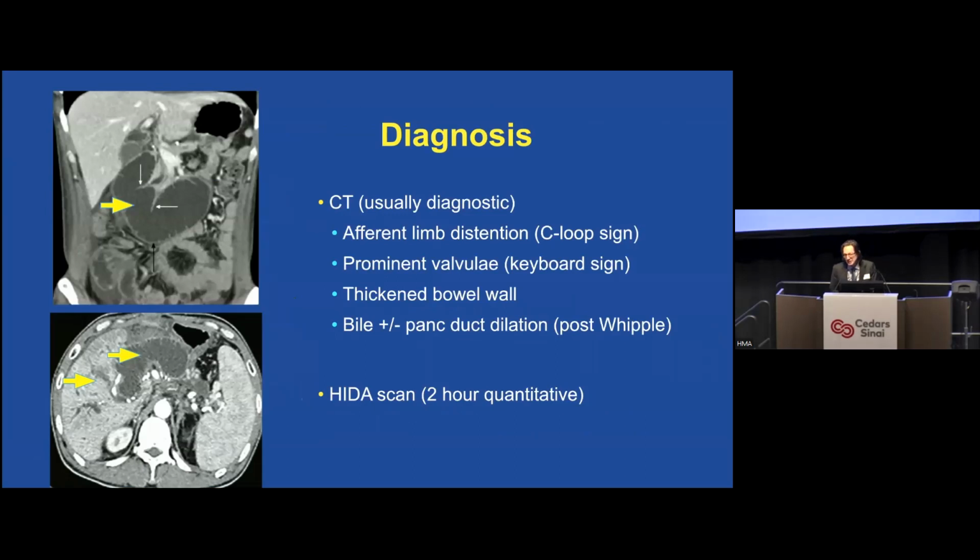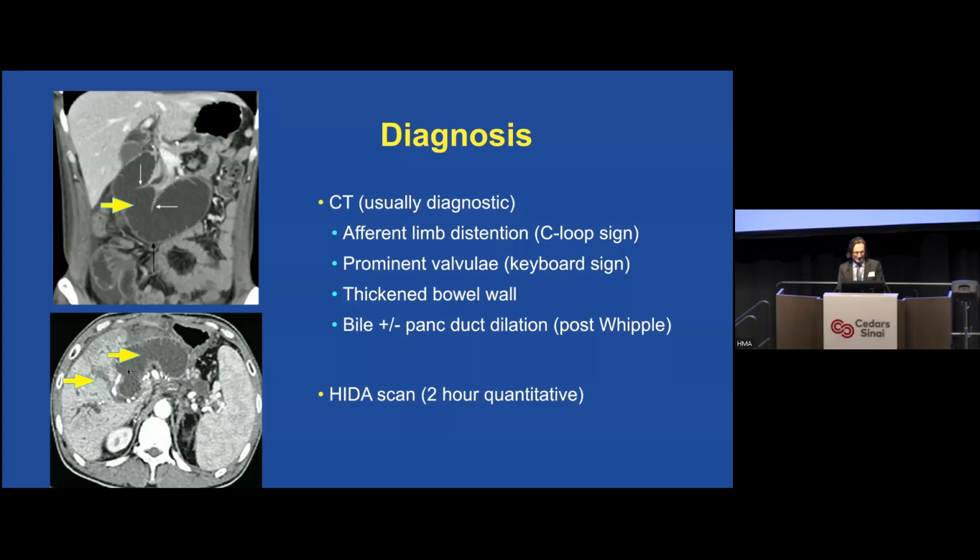So the diagnosis can nearly always be made on CT scan. We will typically see afferent limb distension. You see that here in the coronal or in the transverse views here. We call that the C-loop sign. We may see prominent valvulae, the keyboard sign.